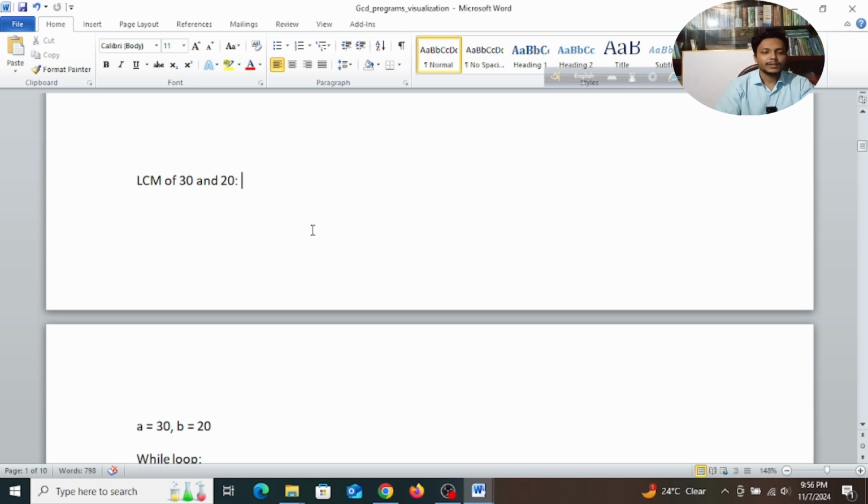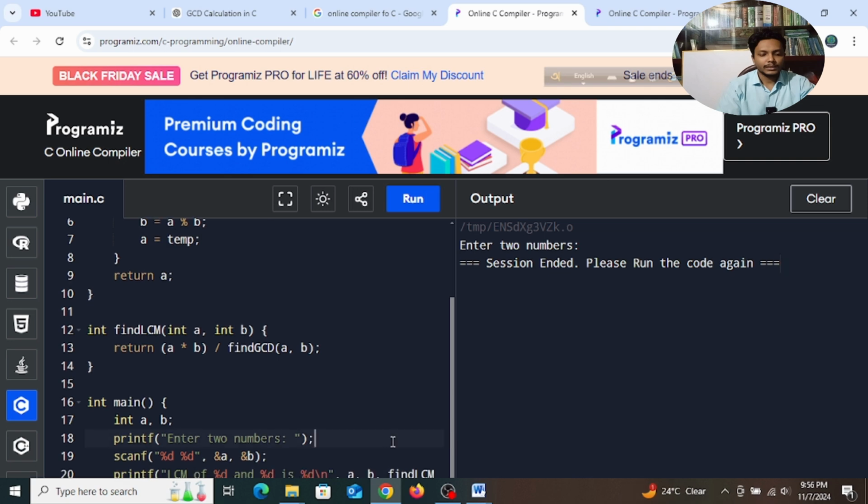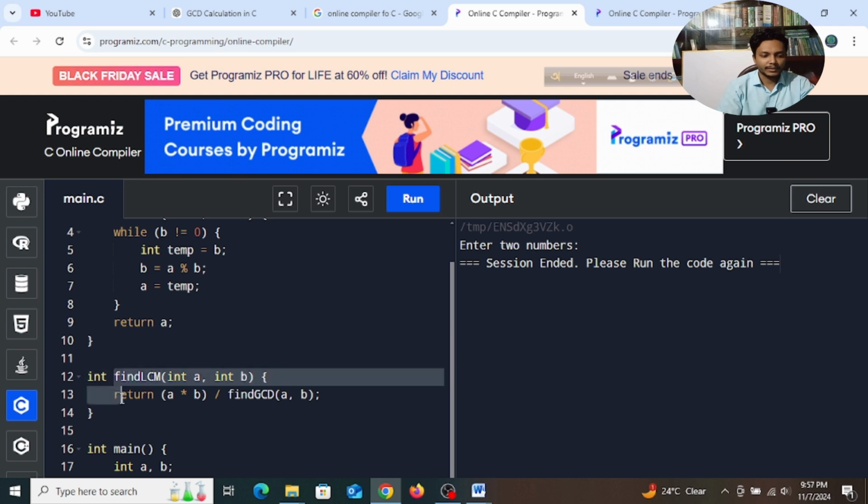Now we will see our code and how it works. Like in the previous video, we are taking input from the user: int a, b, and we ask the user to enter 2 numbers. Now we take these 2 numbers as input, and then we call find LCM with a and b. So it will go to the find LCM function. What is find LCM? Find LCM is here.